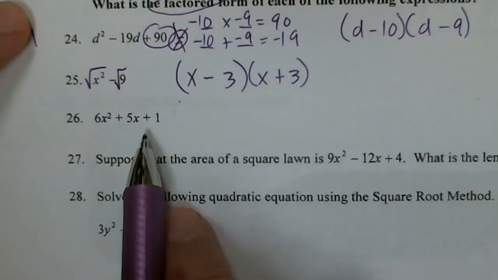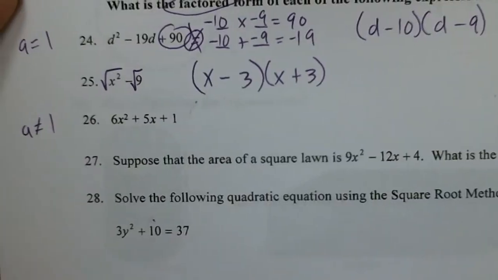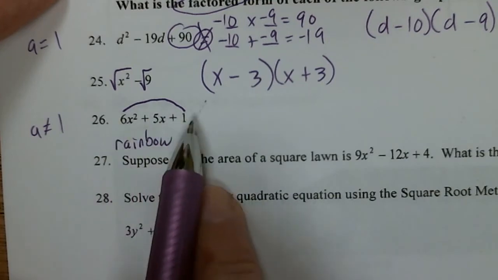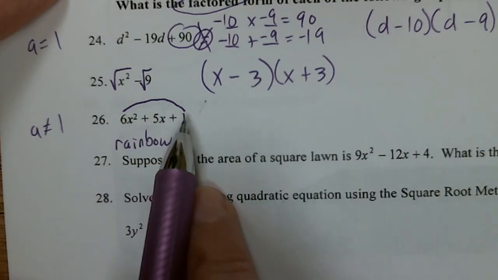All right, so I can't factor when a is 1. So this is factoring when a is not 1. This is where you've got to do the rainbow thing. Rainbow: you've got to multiply the first number times the third number. I've got to multiply a times c. This is my a, my b, my c.